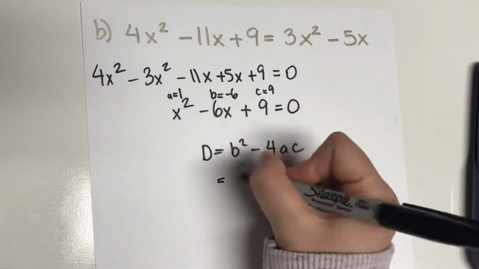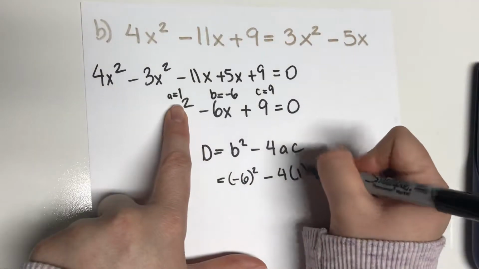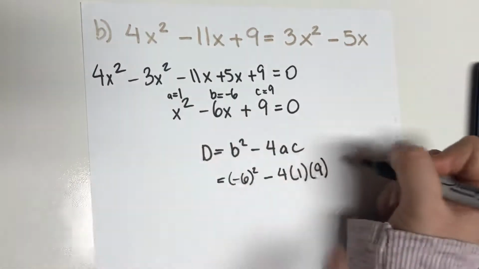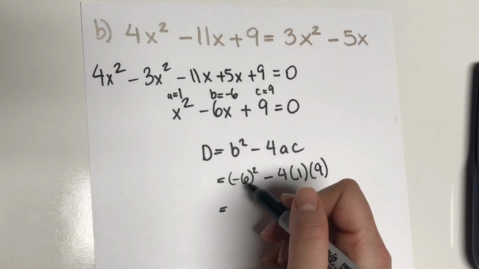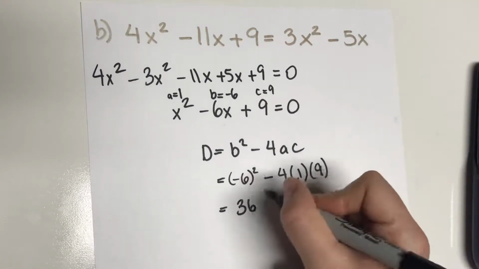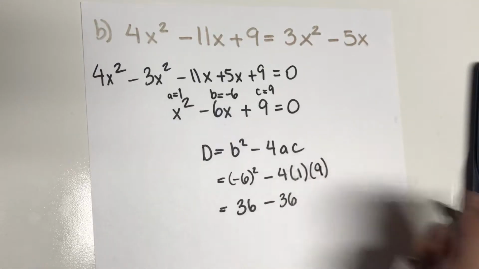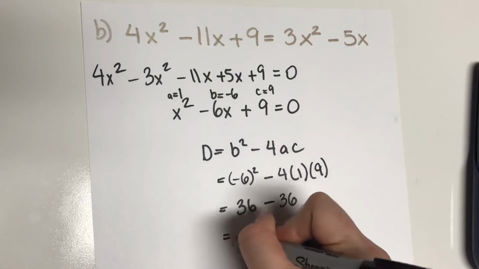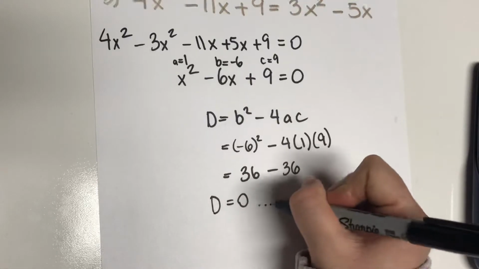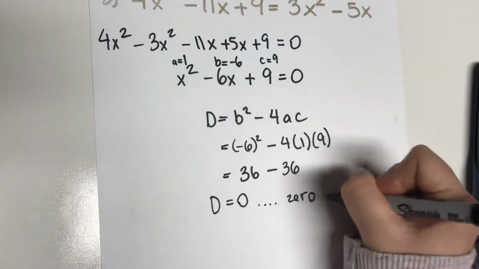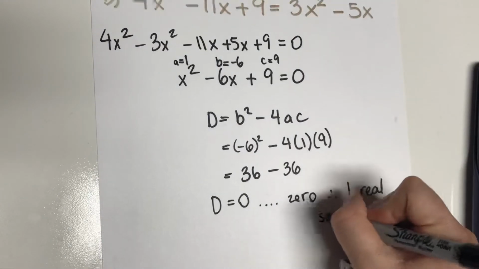So b is -6, minus 4, a is 1, and c is 9. -6 times -6 is 36, minus 4 times 1 times 9 is 36. 36 minus 36 is 0. So when d is equal to 0, that means that we have one real solution or root.